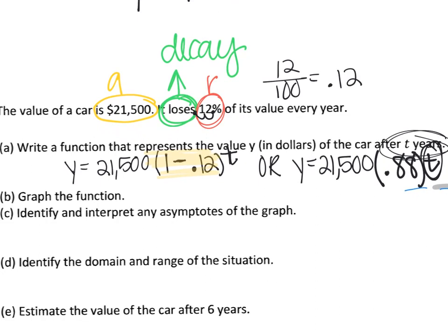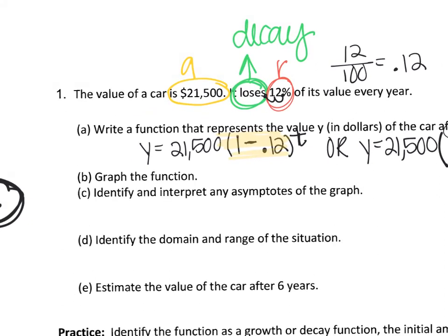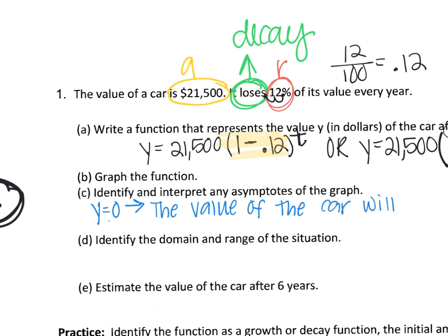But if you look, y equals 0 is the asymptote. And that's telling us the value of the car will never be 0. Which makes sense. The car is always going to hold some sort of value. It's not going to hold $21,500 value, but you can always resell it to get more.